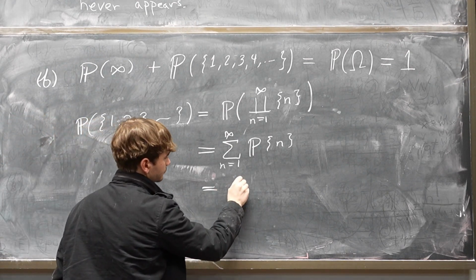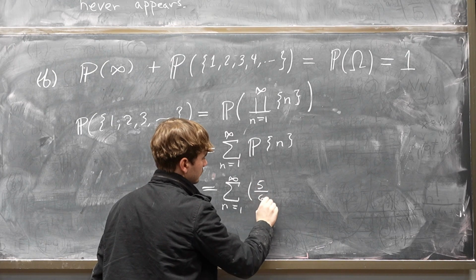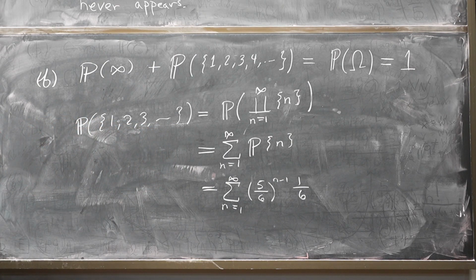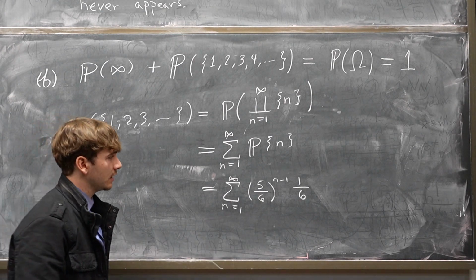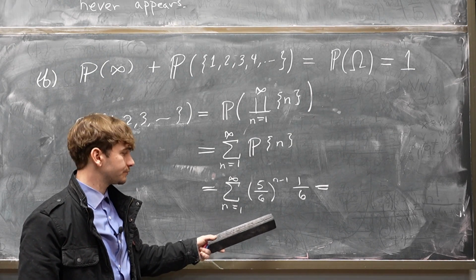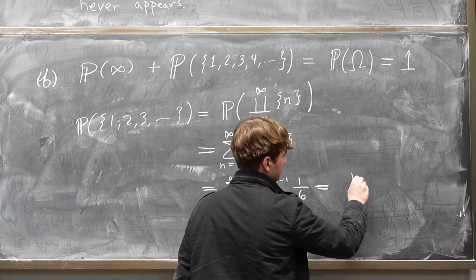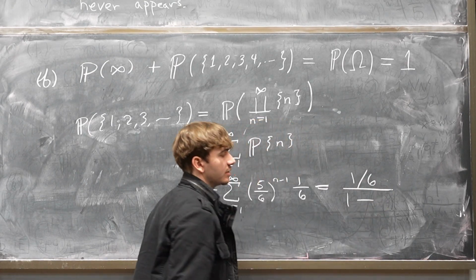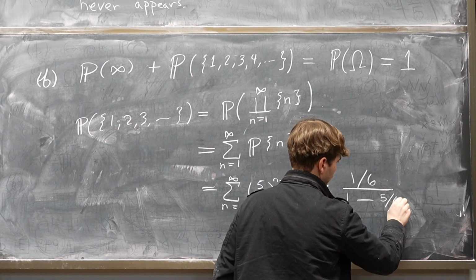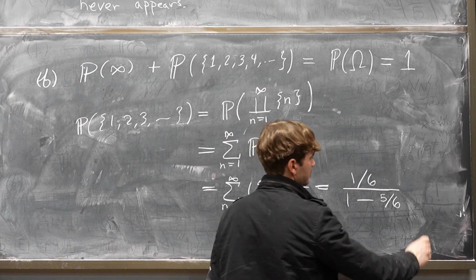So this is going to be the sum from n equals 1 to infinity of (5/6)^(n-1) times 1/6. Well, now I just have a geometric series. And this geometric series is going to sum to its first term. If I plug in n equals 1, I get 1/6. So the first term is 1/6 divided by 1 minus the common ratio. The common ratio is 5/6. Aha, but 1 minus 5/6 is 1/6. So I end up with 1/6 divided by 1/6, which is equal to 1.